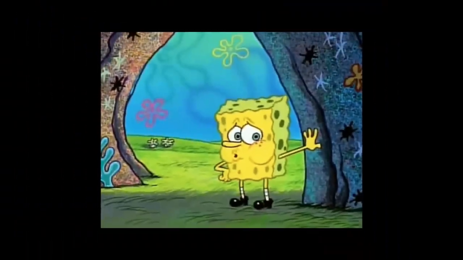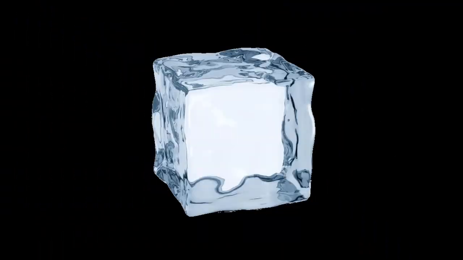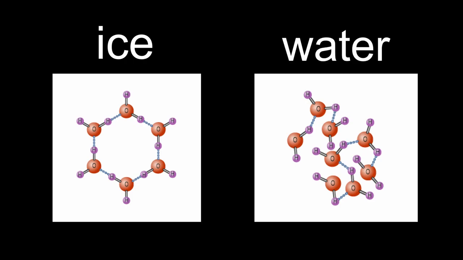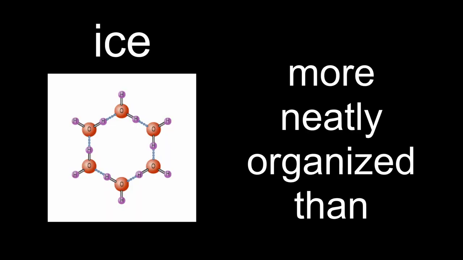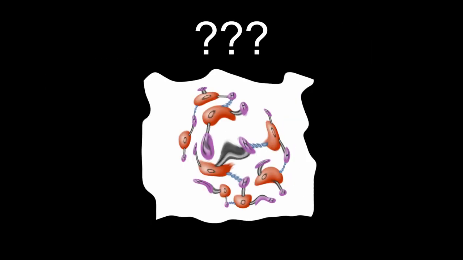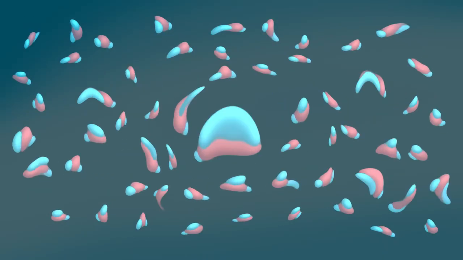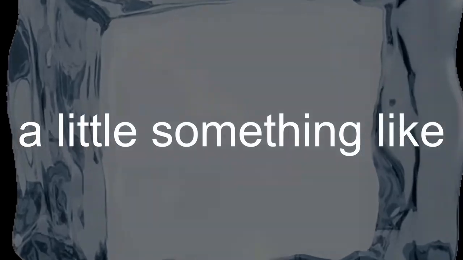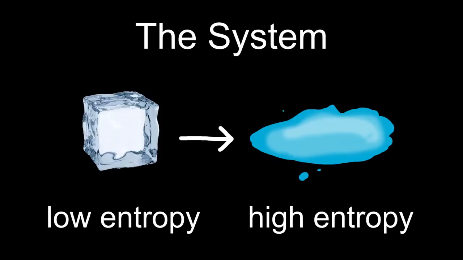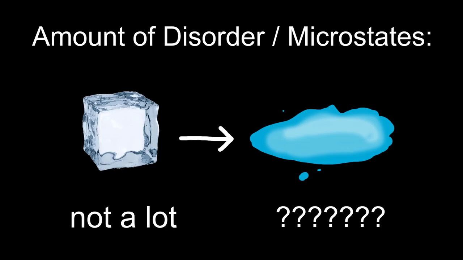For example, get an ice cube, no, not that one, yeah, that's perfect, and put it in the sun. The sun will obliterate the ice cube and turn it into water. Looking at the structure of ice and water, we can see that ice is more neatly organized than water, which just kind of goes all over the place. Also, the water could look like this, or even this, but the ice will always look a little something like this. In total, the system went from low entropy to high entropy, meaning more disorder and more possible microstates.